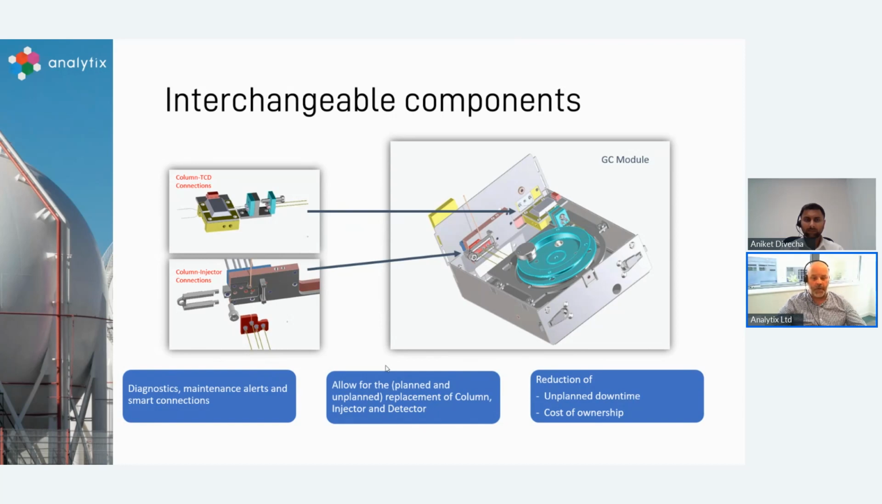So from a point of view of ownership, it brings the cost of ownership down dramatically, because if you just want to change the column or need to change the column, you can just change that component. And we have a much greater understanding and ability to rectify any issues. So it's been a big change to the way that the 990 micro GC platform operates, to have the ability here to change these channels, whether it's planned or unplanned.